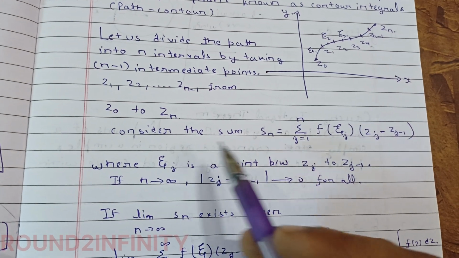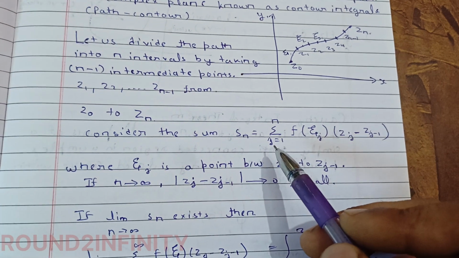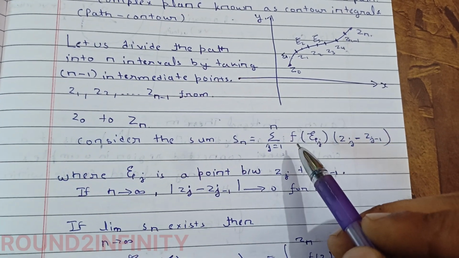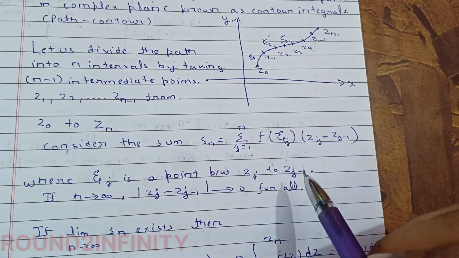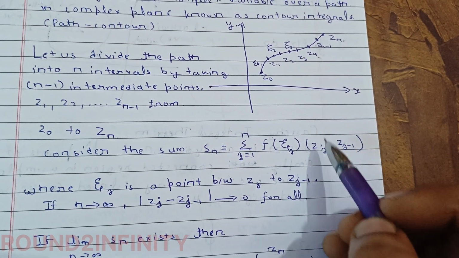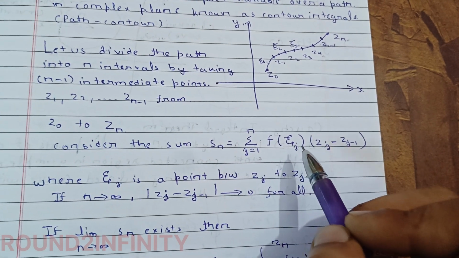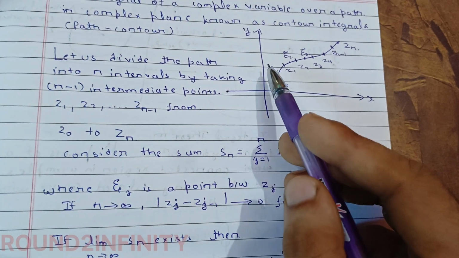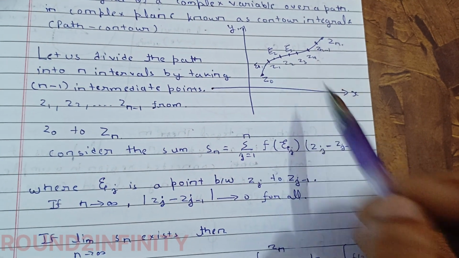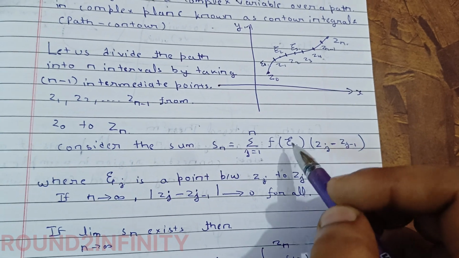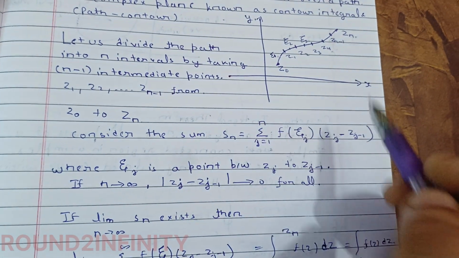Now consider the sum Sn. This is our integration sum, where j goes from 1 to n, of f(Ej) times (zj minus z(j minus 1)). Put j equal to 1, you get z1 minus z0, with E1 lying between them. Then for j equal to 2, you get z2 minus z1 and E2, and it goes on, and this will give you the integration over this contour.